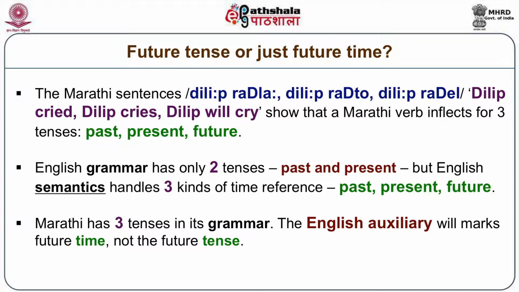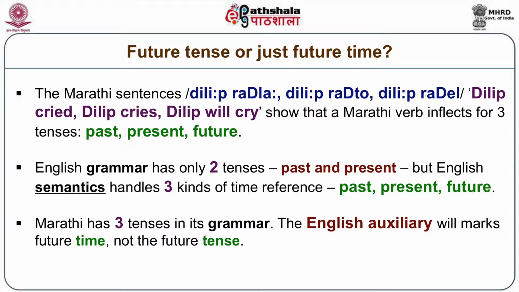There are many, many languages in which you don't have three tenses in the morphology the way Marathi has three tenses in the morphology. Consider English. In English, if you compare the past Dilip cried and the present Dilip cries with what we call the future Dilip will cry, you find that Dilip will cry uses an auxiliary will, which is not at all an inflection on the verb like the ed of cried or the es of cries. The fact that it's an auxiliary gives you a signal.